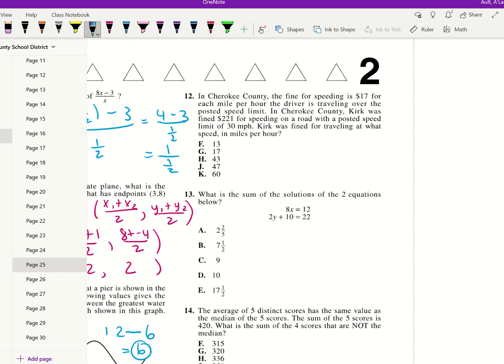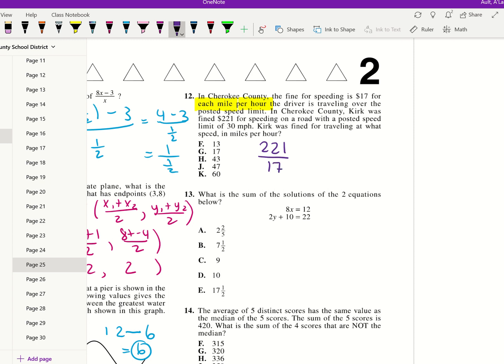Up to question 12. So for question number 12, we're looking at the fines for speeding. It's $17 for each mile per hour that the driver is traveling over the speed limit. So that $17 keeps getting reassigned over and over again the faster you go. Kirk was fined $221 for speeding on a road with a posted speed of 30 miles per hour. And we want to figure out what was his actual speed. Well, this $221 came from the $17 for every single mile that he was traveling over the speed limit.